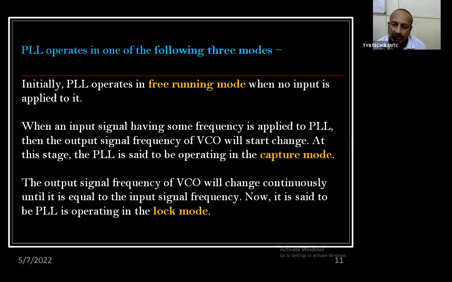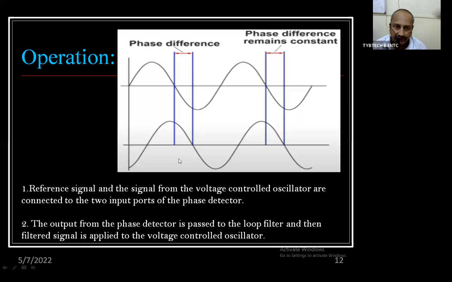And once it reaches the input signal frequency perfectly, that mode is called the lock mode. Once it is in the lock mode, a fixed frequency output is received at the output of the PLL. This is how the PLL works. We saw yesterday how it gets locked, with this particular phase difference concept. Phase lock loop it is.